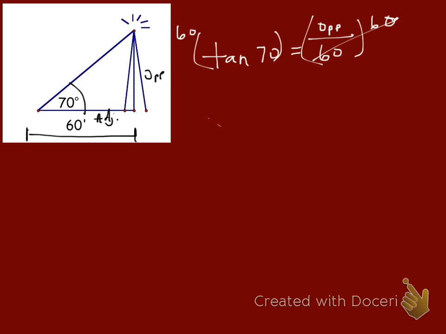And this is going to cancel out. So now on my calculator, I need to hit the tangent button, and I need to hit 70 so I can get my crazy decimal. So I'm going to have 60 times 2.747, because I'm going to use the entire number, is equal to the height of this tower, or the opposite side.